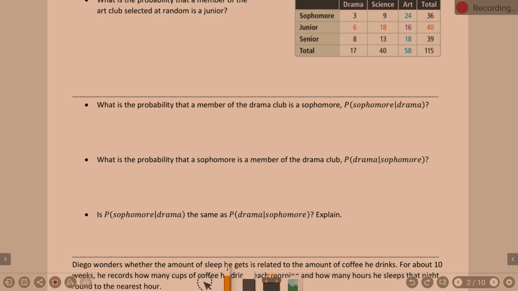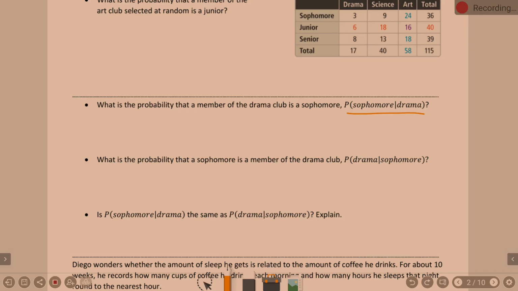Okay, so I just went to a new screen. I still have the chart up there because we need the chart. Okay, probability that a member of the drama club is a sophomore. Now, they've already got the notation written out here, but probably a member of the drama club is sophomore. Drama club is the condition. So this is what is the probability that the student is a sophomore, given they are a member of drama club. So here's your setup.